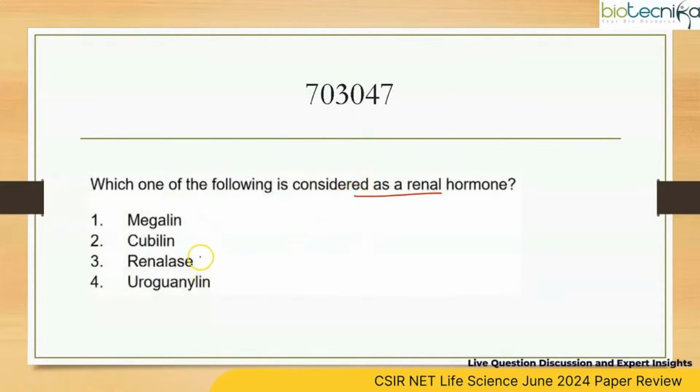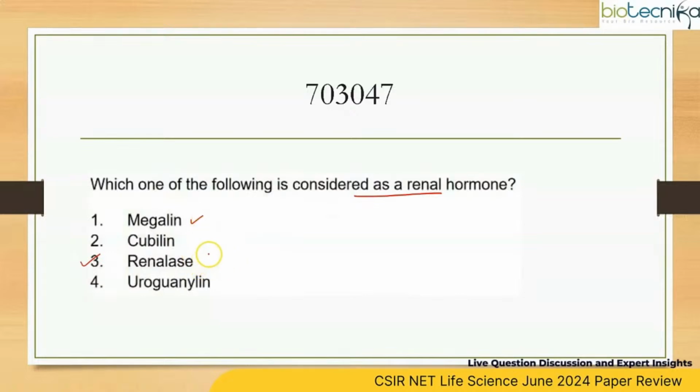Okay, so there are various names that are given: megalin, cubilin, renalase, uroguanylin. Okay, so it is a factual question. You need to have information, then only you can solve this question. So the right answer for this question is option 3. Okay, renalase is the correct answer.